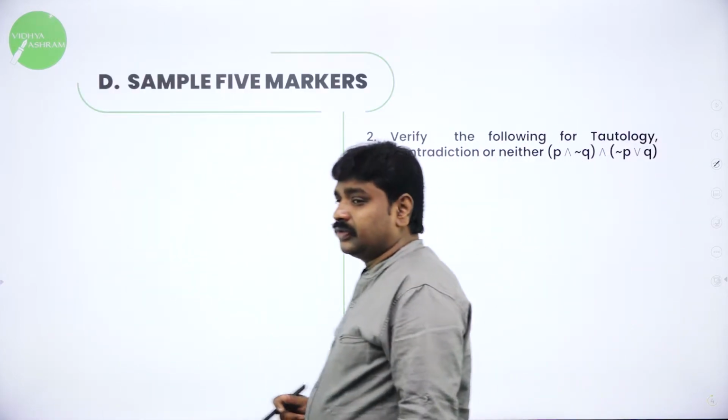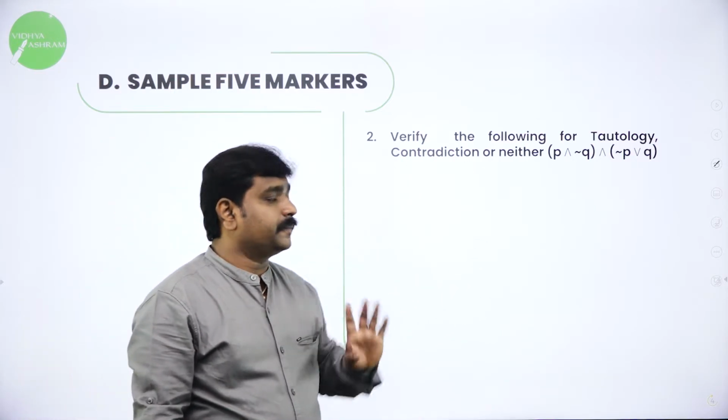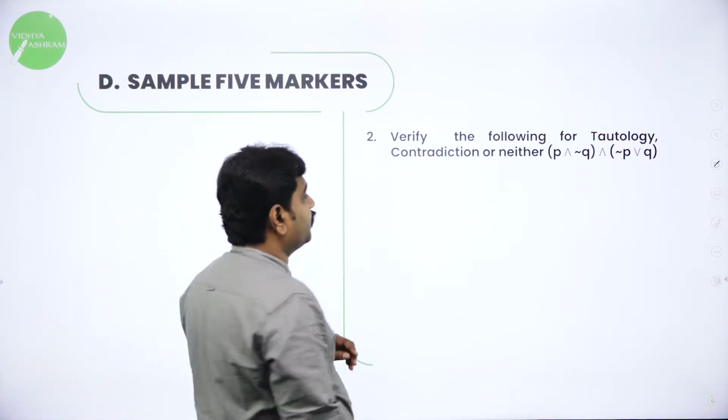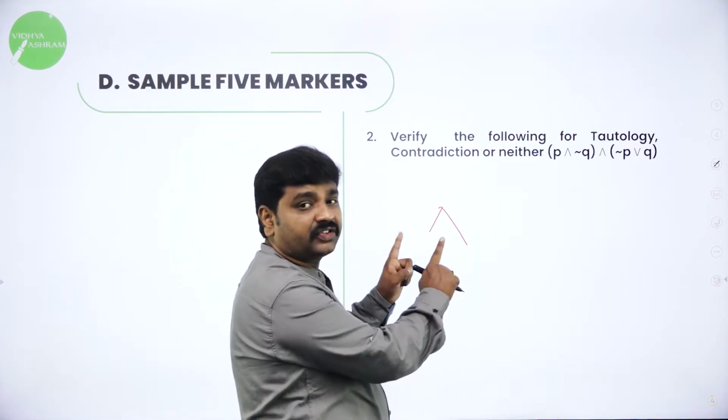Verify whether the given problem is tautology, contradiction or neither. So you can see the components. Again you have the component called AND. AND means what? If any one is false, result is false.